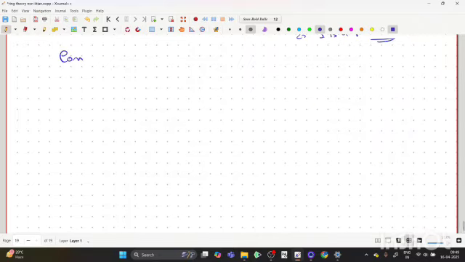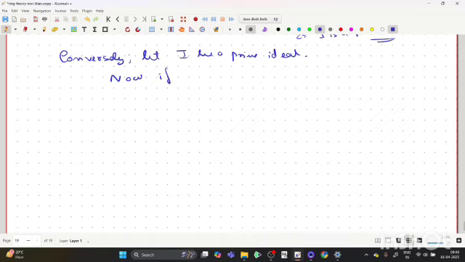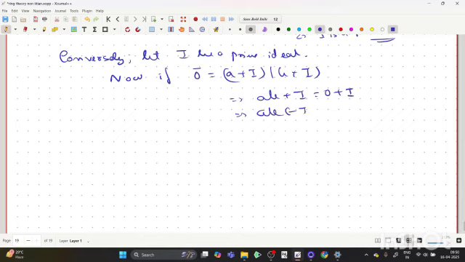Conversely, let I be a prime ideal. Now, if 0 bar, by which I mean 0 inside the quotient ring, is equal to (a + I)(b + I), then that should imply ab + I is equal to 0 + I. That would imply ab is in I. But since I is a prime ideal, that should imply a is in I or b is in I. But that implies that either a + I equals 0 or b + I equals 0. What does that mean? That means that R mod I is an integral domain.